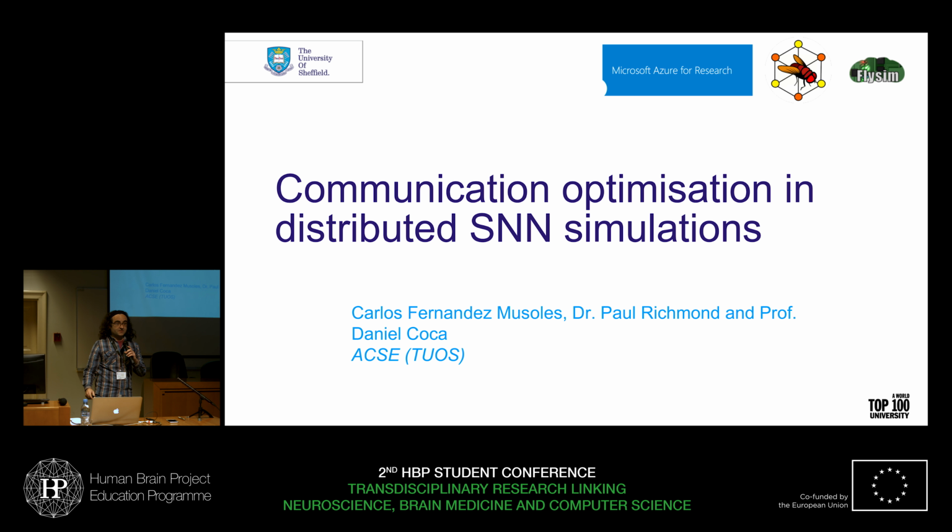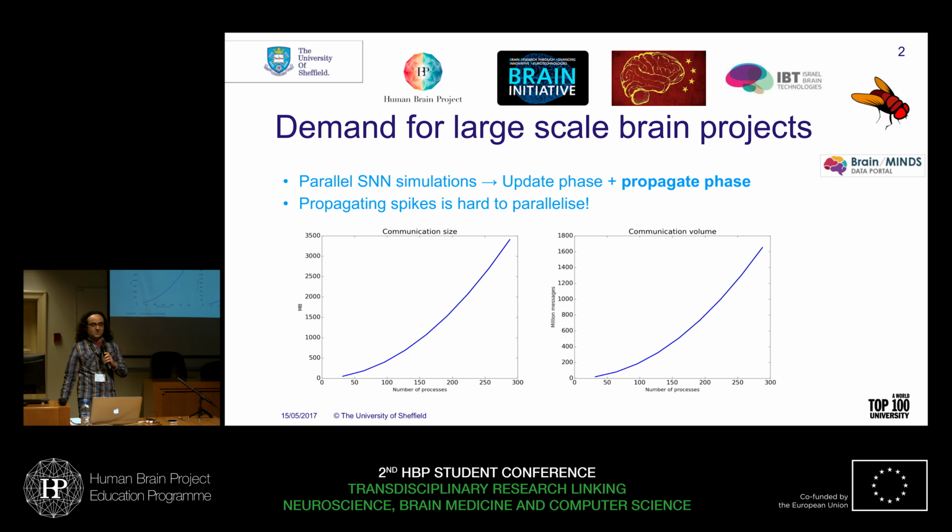I'm from the University of Sheffield in the UK, and I'm here to talk about communication optimization in distributed spiking neural network simulations. There's a growing demand for large-scale brain projects, and largely that's why we're here with the Human Brain Project, but also other projects such as the Brain Initiative and so on. These projects require huge computation behind the scenes, especially when we talk about simulating brain models. This talk is going to be specifically about spiking neural network simulations in parallel.